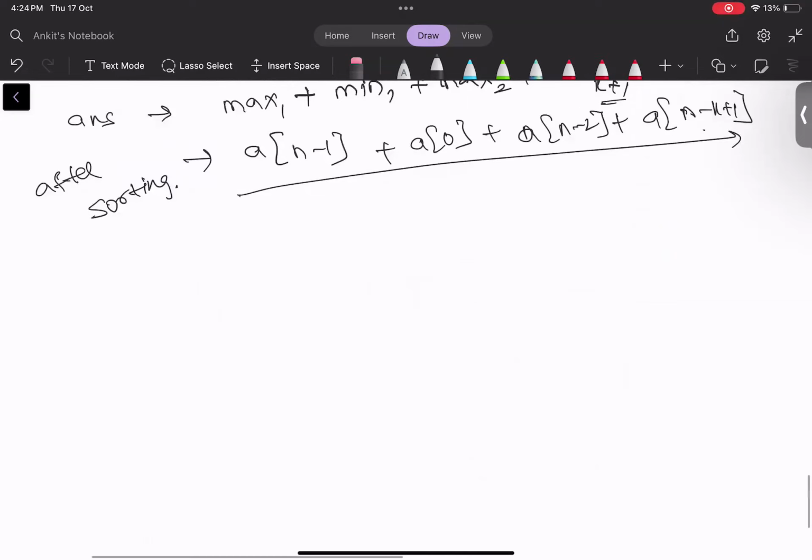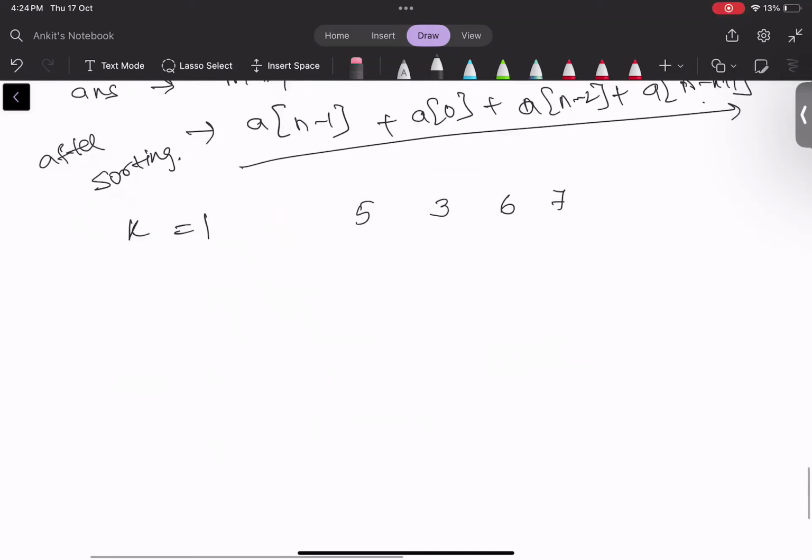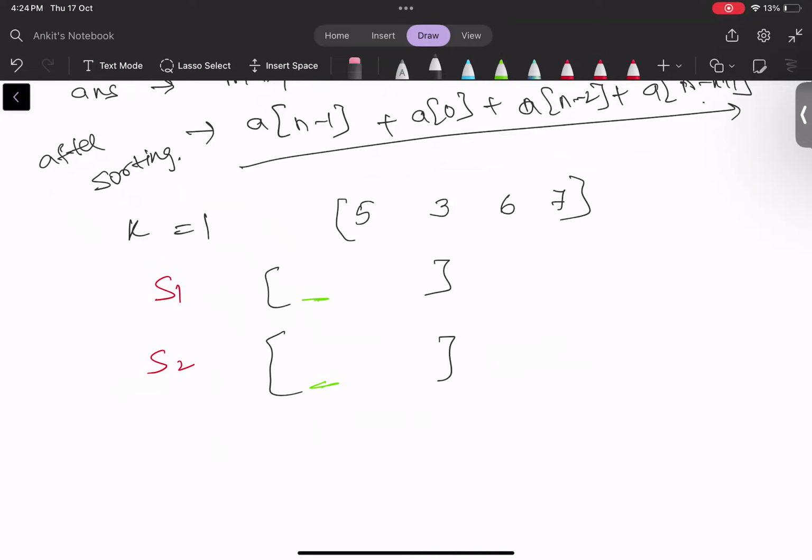Let's say our k value is 1 and the array is something like 5, 3, 6 and 7. If k is 1, what will we place in S1 and S2? In S1 we should have at least one element, right? In this one element. Rest of the elements can be anything. So if we place the first maximum here, second maximum here, and place the rest randomly, what will be the answer?